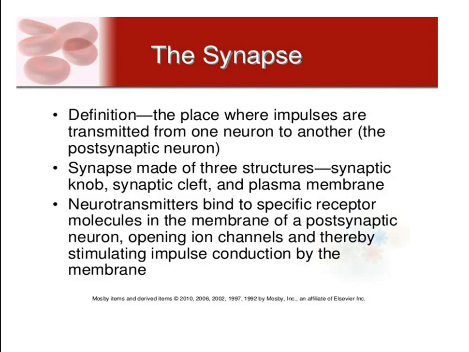So basically the synapse is important to create transmission of impulses, transmitted from one neuron to another neuron, the postsynaptic neuron. Synapse is made up of three structures: a knob, synaptic cleft and plasma membrane. It is also related to the neurotransmitter, which binds to specific receptor molecules in the membranes of postsynaptic neurons, opening ion channels and thereby stimulating impulse conduction by the membranes.